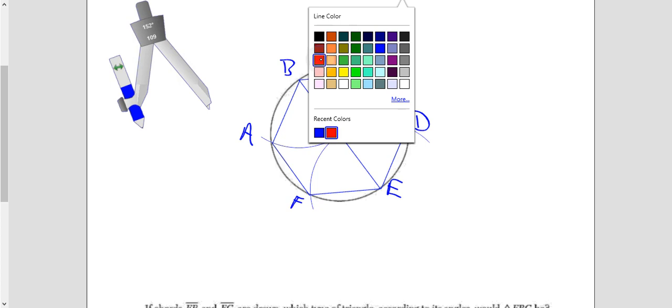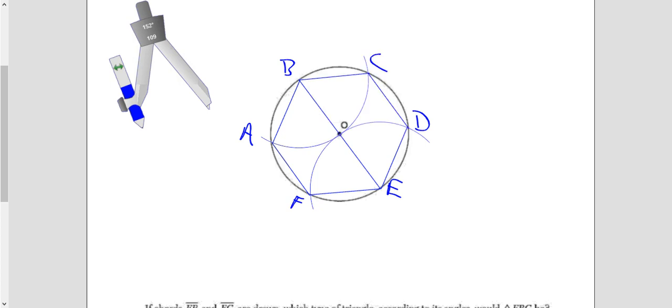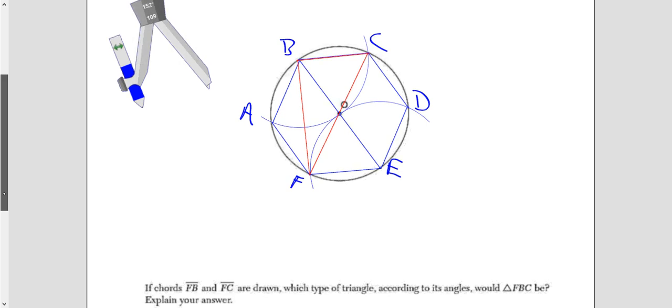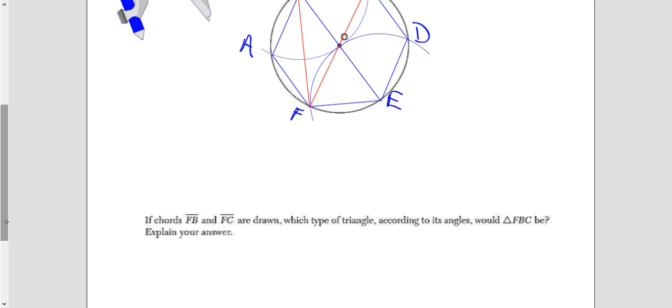I'll do it with different colors so we can highlight it. So FB, they said, right? And what was the other one? FC? Triangle. Okay. Oh, okay, that's what we're getting at. So they asked, what kind of triangle would FBC be, the one we just sketched in there? Right triangle.